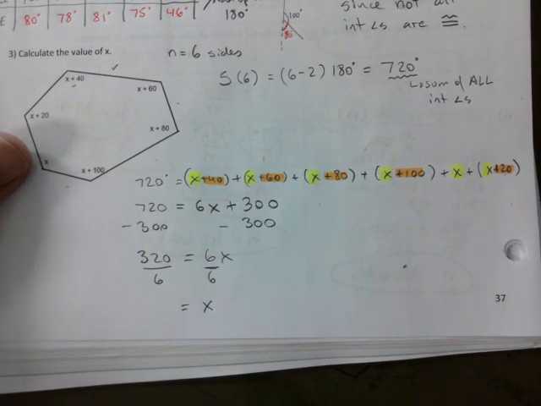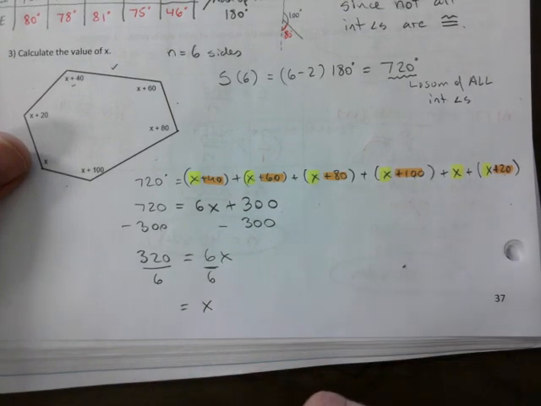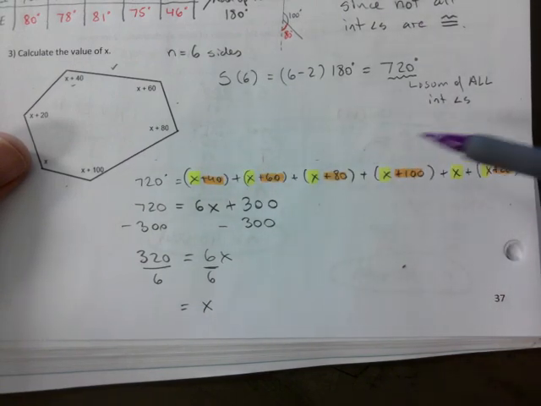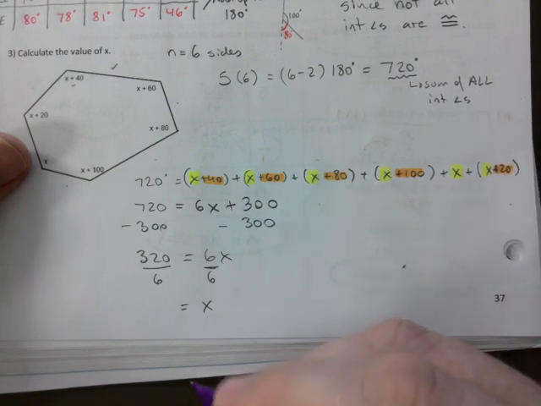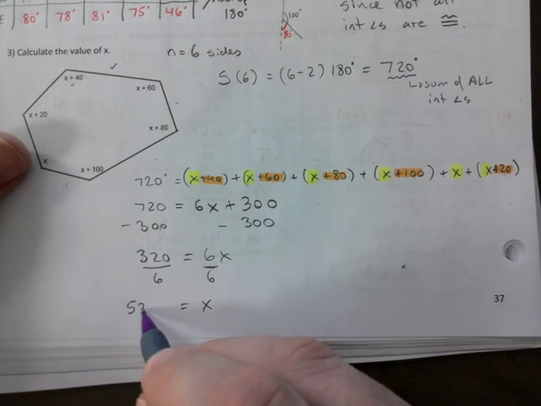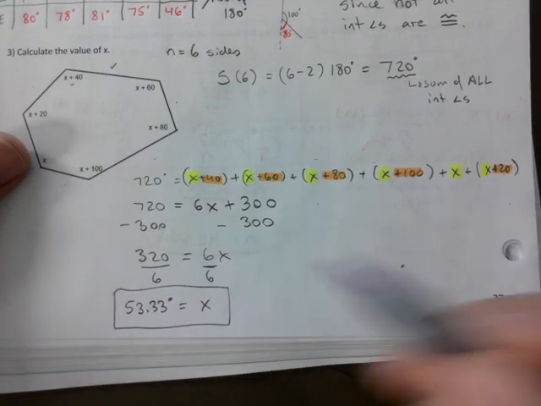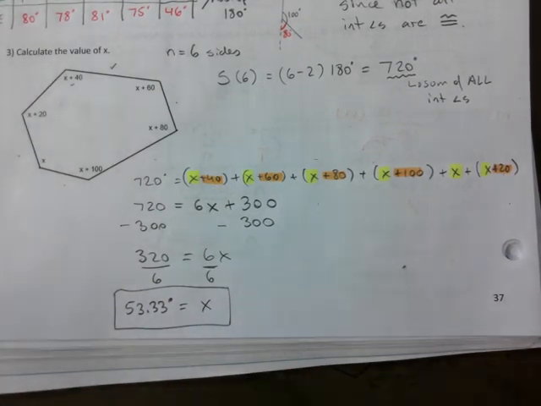Okay. That's 53.33. Yeah, 53.33 degrees. That's all right. It's degrees. It can happen. Didn't make a mistake.